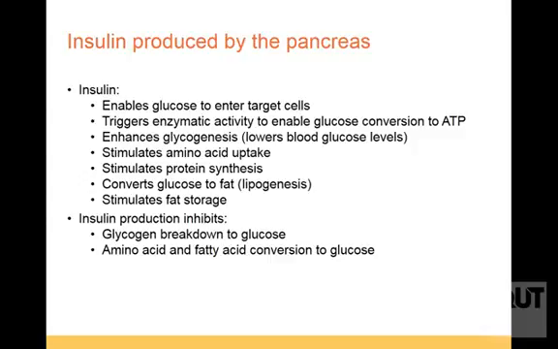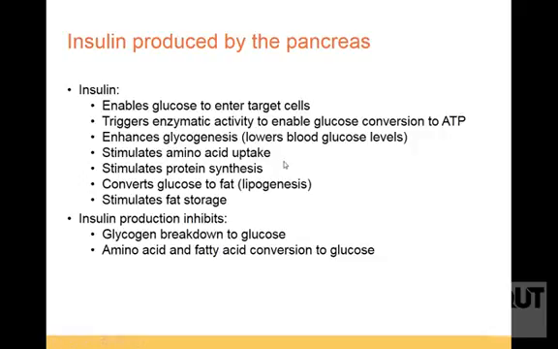Insulin produced by the pancreas has a number of functions. It enables glucose to enter target cells, and in fact increased insulin levels actually improve the ability of glucose to enter target cells. Insulin also triggers enzymatic activity to enable glucose conversion to ATP, and you might recall that ATP is the energy molecule required for our cells. Insulin enhances glycogenesis, so this lowers blood glucose levels. Genesis, you'll recall, means new, and glyco, we're looking at glycogen, so really that energy storage molecule.